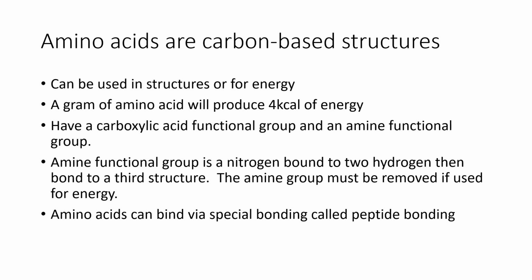Now the next carbon structure I want to talk about is amino acids. Now, amino means it has an amine group, which is a functional group with nitrogen and hydrogen on it. And as it's an acid, it will have a carboxylic acid group, which we've talked about before. Carbon with a hydroxyl group associated with it. And the amine group is pretty much similar to ammonia, nitrogen bound to two hydrogens.